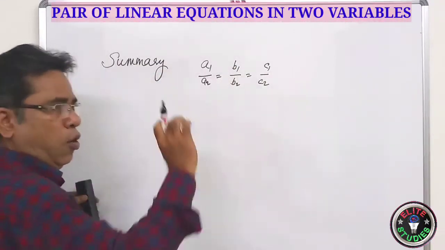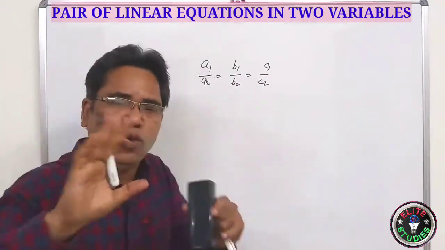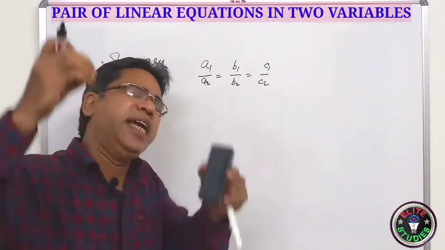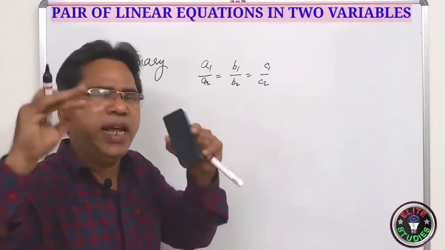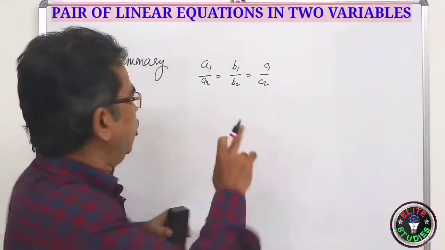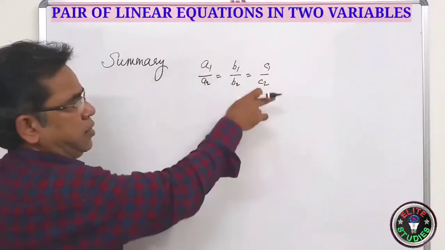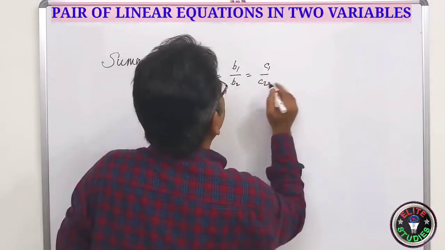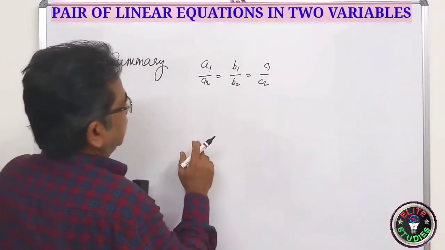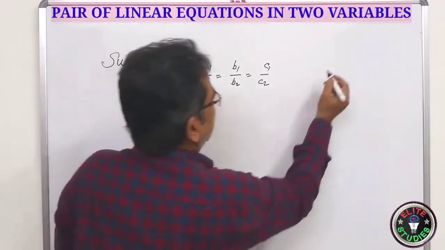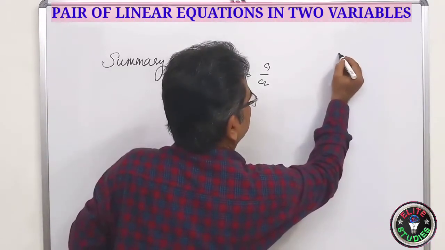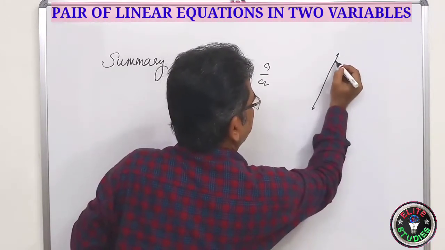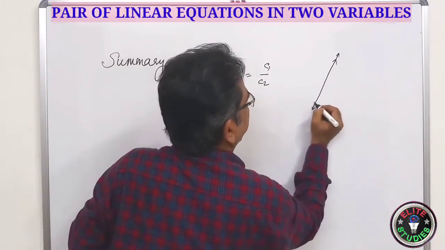What we did? You write any equation you like, then multiply the whole equation by any number you like. Any number. In this, the condition will be like this. So here the lines will be, here the condition, what it will have? So it will have coincident. It will be like this. Coincident lines.